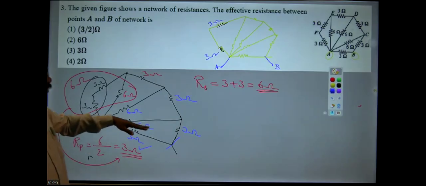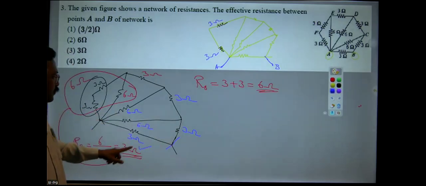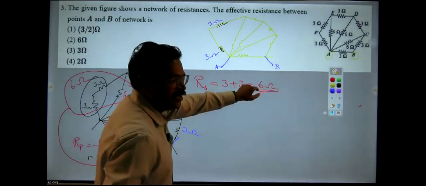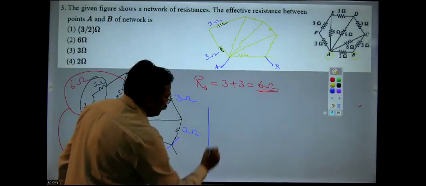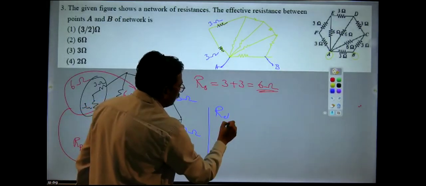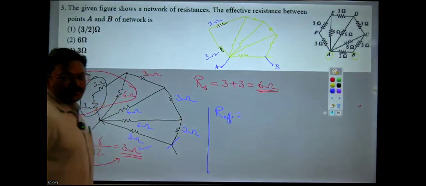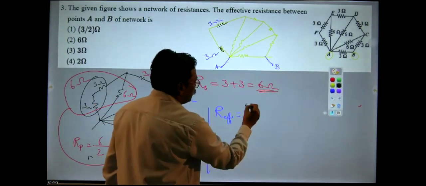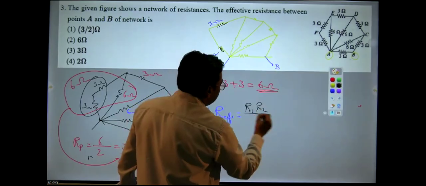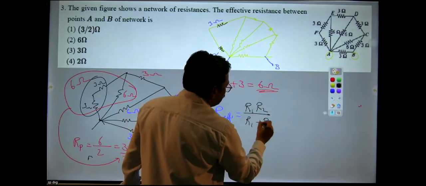Okay. So what we have is equivalent resistance of 6 ohm. Now finally we need to have this 6 and 3 ohm in parallel combination. So 6 and 3 ohm in parallel combination, let me call it R effective. R effective comes out to be R1 R2 by R1 plus R2 formula.